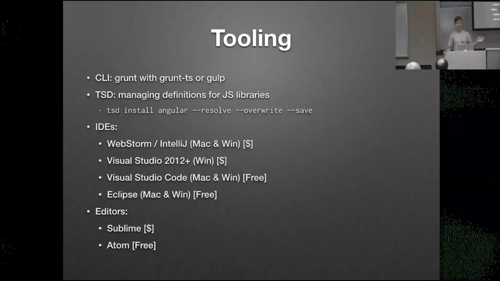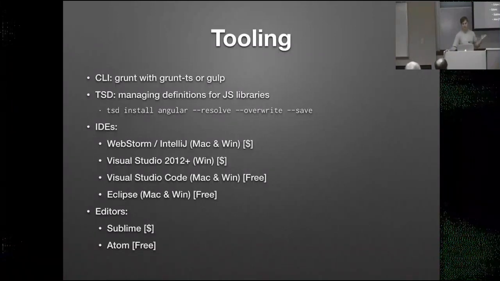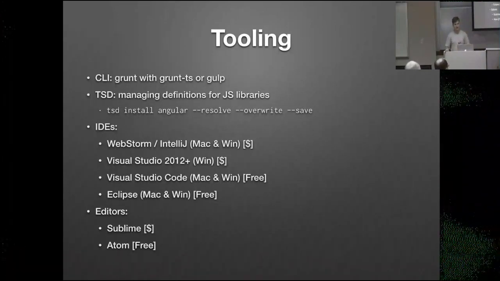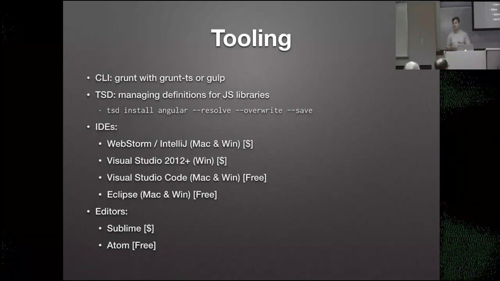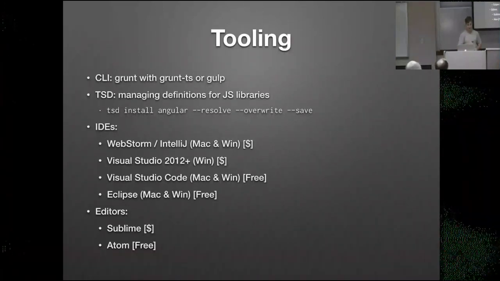We mentioned TSD a little bit already. Here's an example of how you would use the TSD tool to download the type definitions for Angular, including all of its dependencies. So that command there will grab the Angular definitions, any libraries it depends on. It'll write the fact that you're depending on Angular to a config file, a TSD config file. And then the overwrite command just means overwrite any existing definition files in there. So in other words, grab the latest Angular definition and throw it in my typing folder.